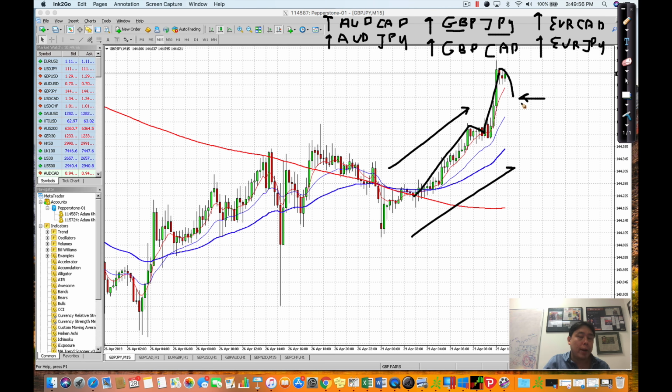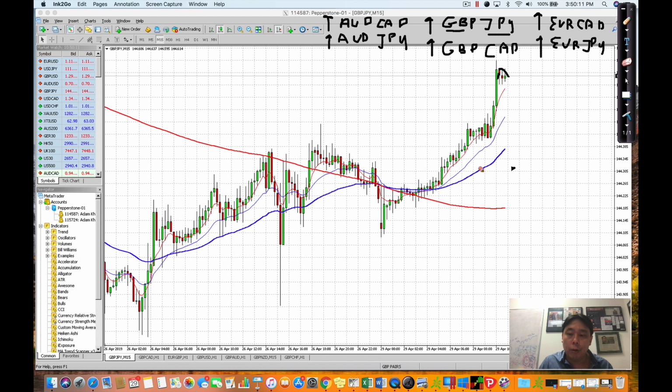The moment it retraces to a support level, Fibonacci level, and I've got a good candlestick pattern that's bullish, like a bullish engulfing or a pin bar, I get in and it's likely gonna go up and hit my profit target. Okay, so let's keep that in view. Pound yen, I'm gonna watch that. Next, pound CAD.